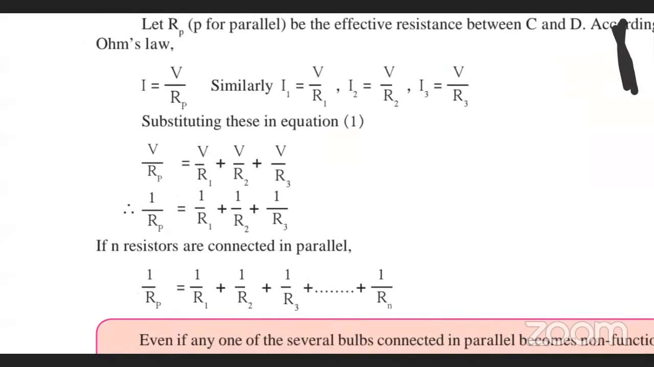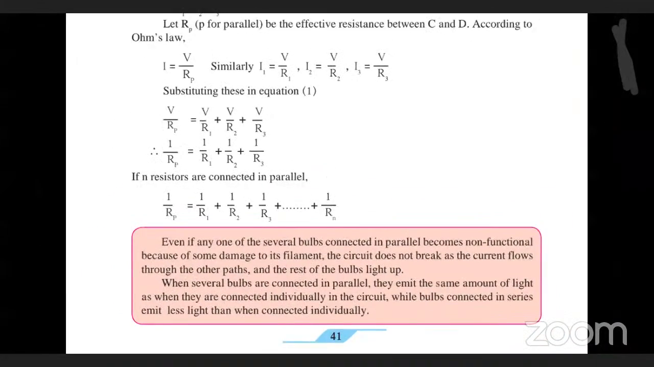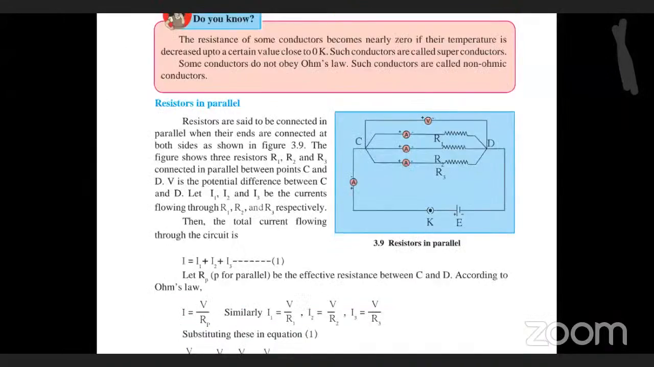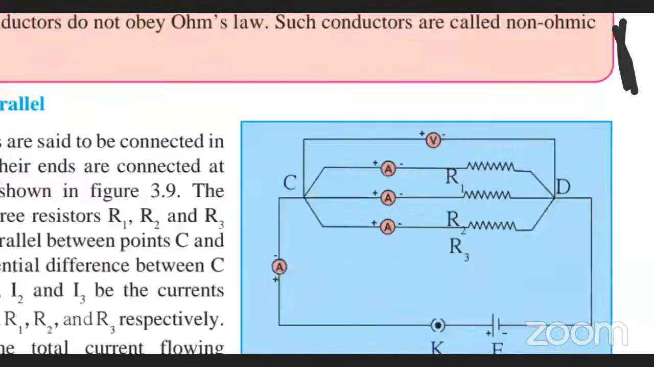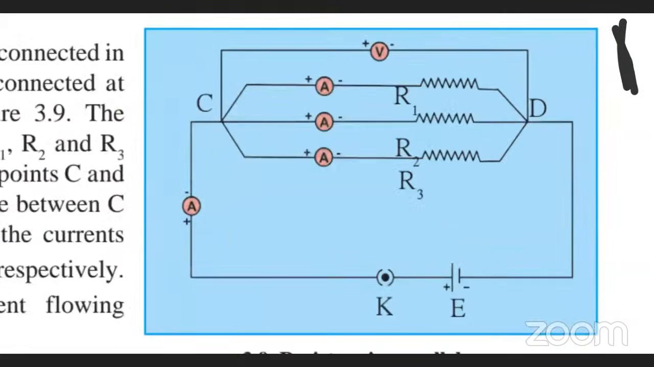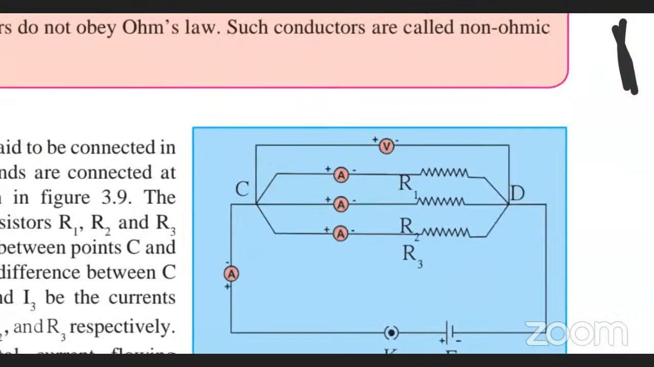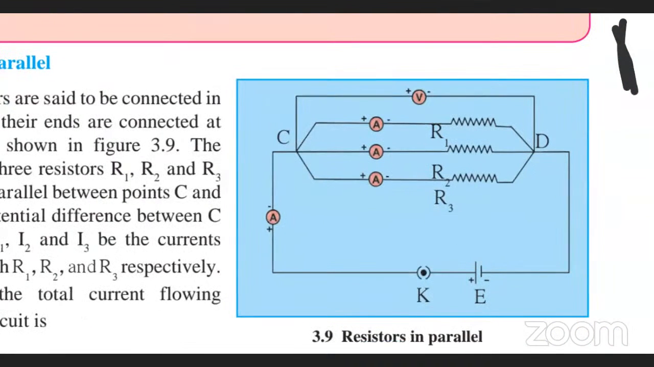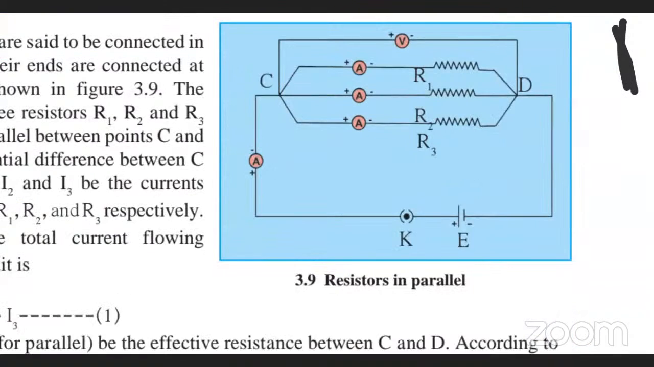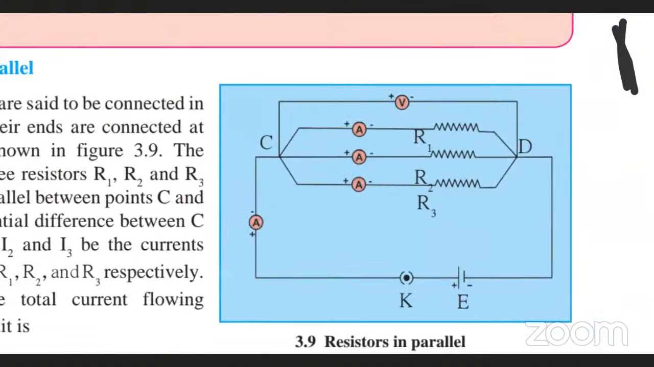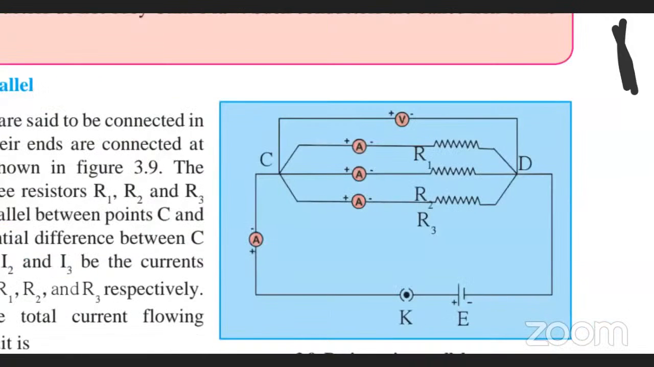So here is the formula we have got. Now students, do you remember what these components are? What is A, what is K, what is E, which is given in the circuit? What is V? Can you tell me? What is K, A, V, E? Can anybody tell me what is K?